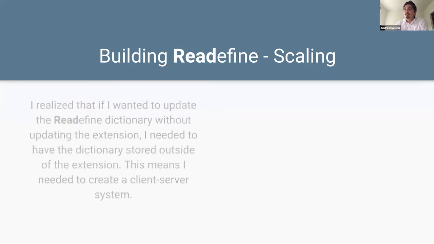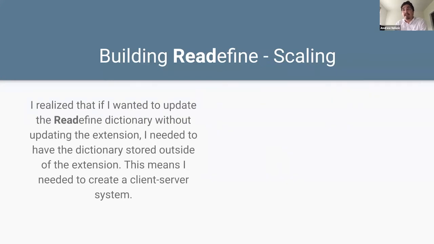But I quickly realized that if I wanted to update the Redefine dictionary, instead of going from 20 words to 200 words or 1,000 words, I needed to have that dictionary stored outside of the extension. Otherwise the user would have to continually update their extension. And that's a really bad use case.